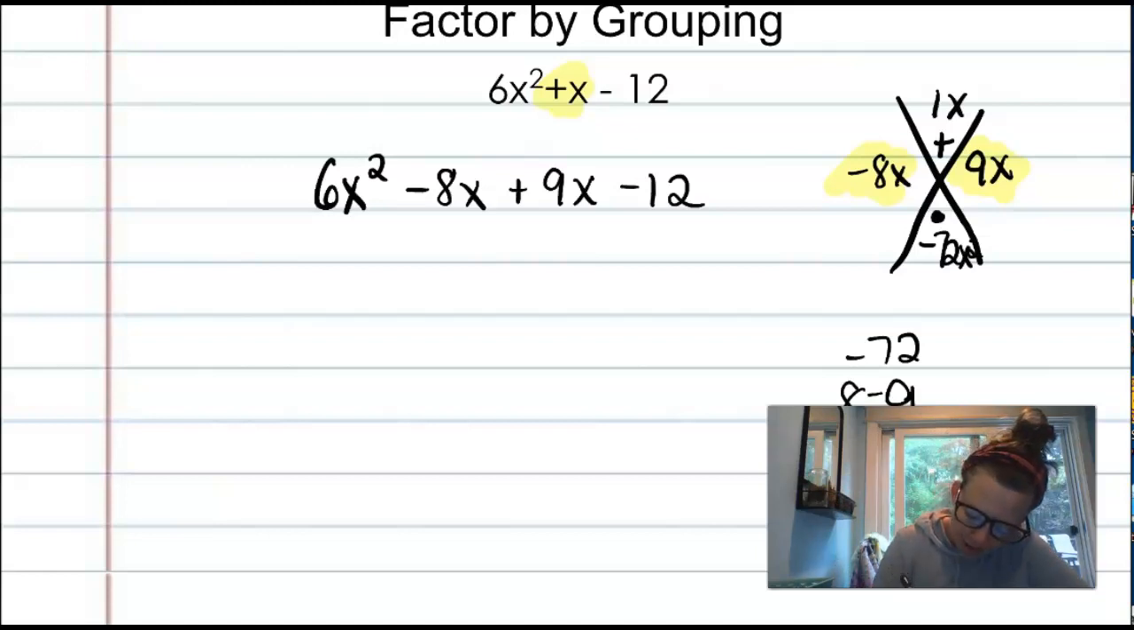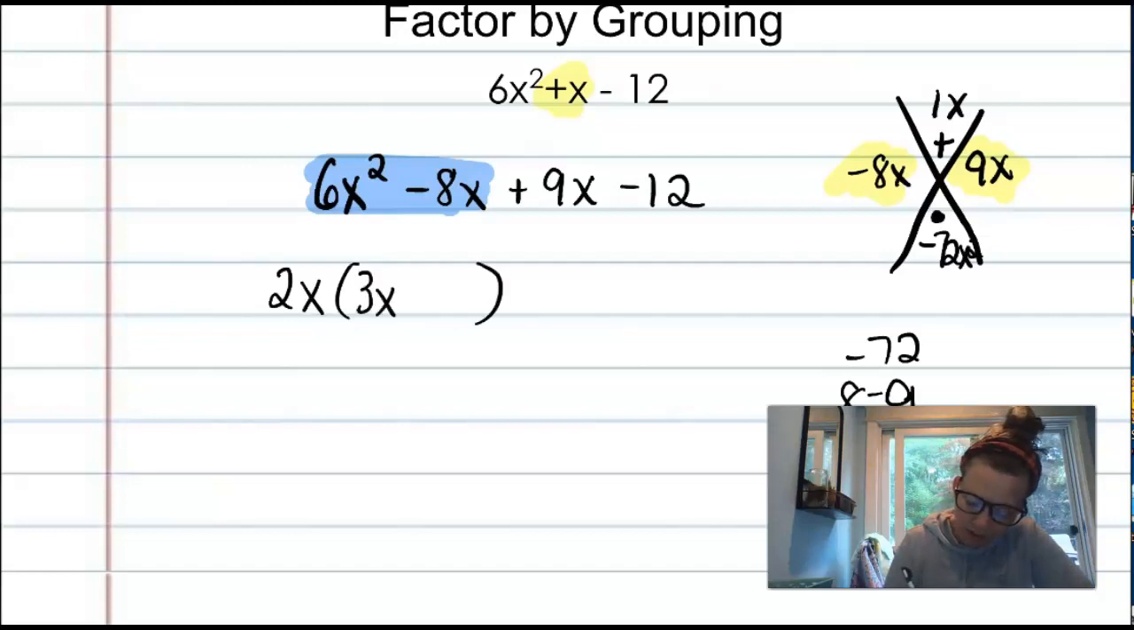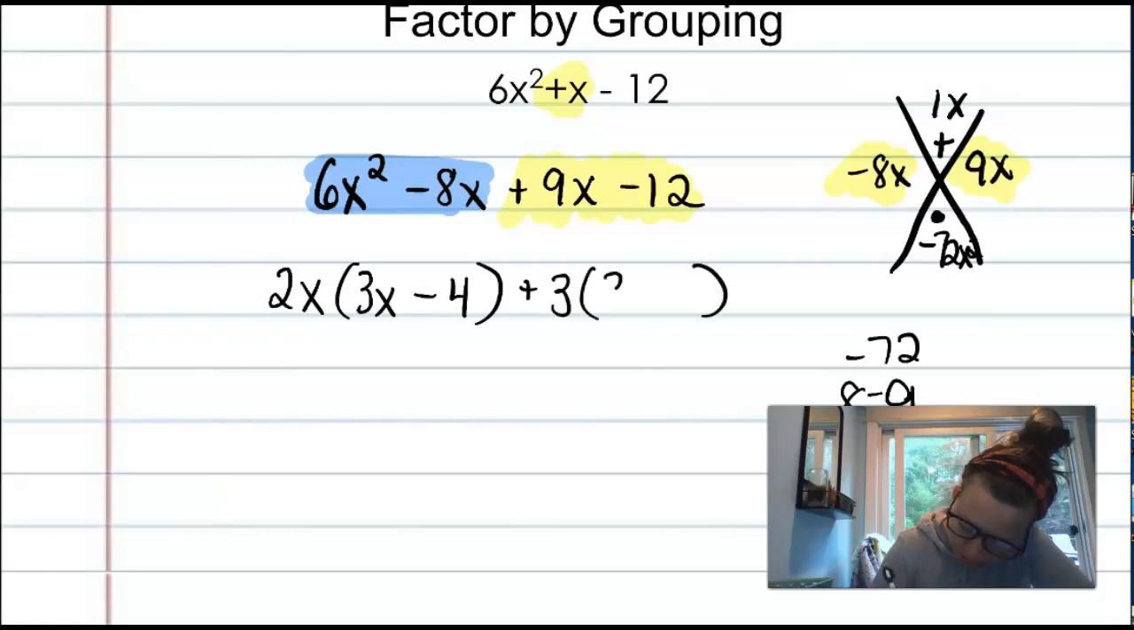So then from there, I'm going to again take the first two terms, and I'm going to factor out the GCF here. So 6x squared and negative 8x, both of them can be divided by 2 and x. And so what's left, we have 3x and minus 4. And then I'm going to do the same thing for this here. And so 9x and negative 12, so both of those are 3. And since it's a positive 3, I'm going to put plus 3. And then that's going to be 3x minus 4.